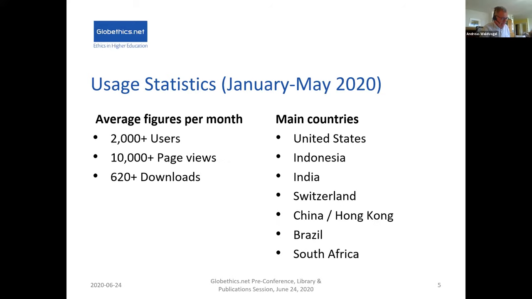During the first half of this year, we counted an average per month of more than 2,000 users, coming mainly from Asia, Europe and the United States, and to a lesser extent from Brazil and South Africa, that viewed over 10,000 pages and downloaded 620 full texts. That is a significant increase of users and usage we are experiencing in this short period of time with our new system in place. Actually, we went online only last November with the new repository.